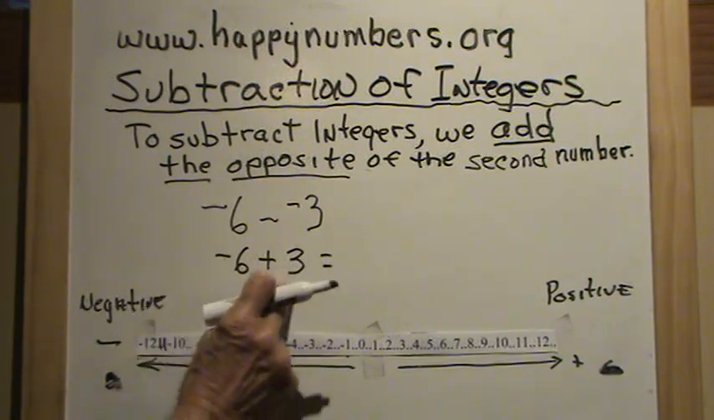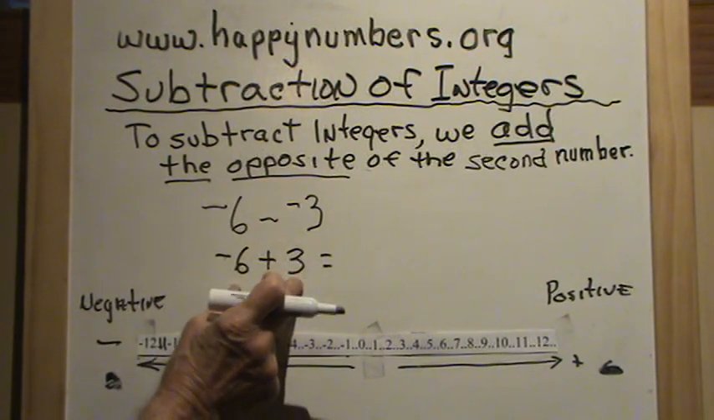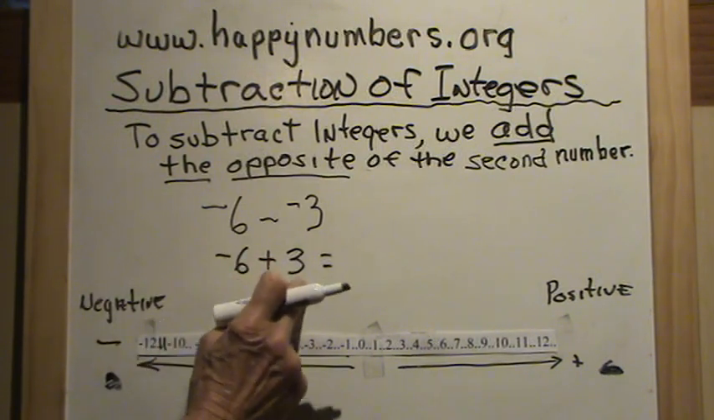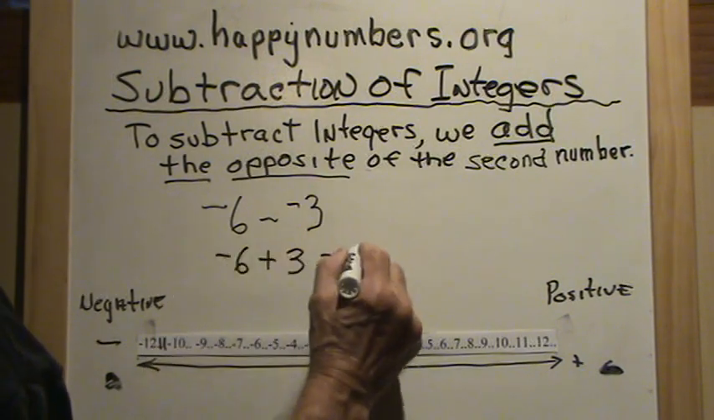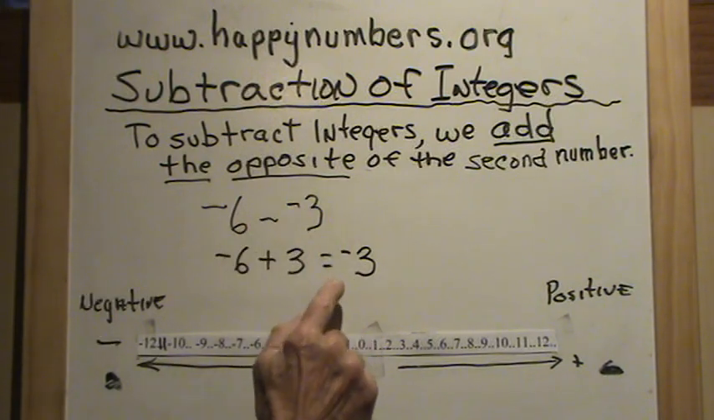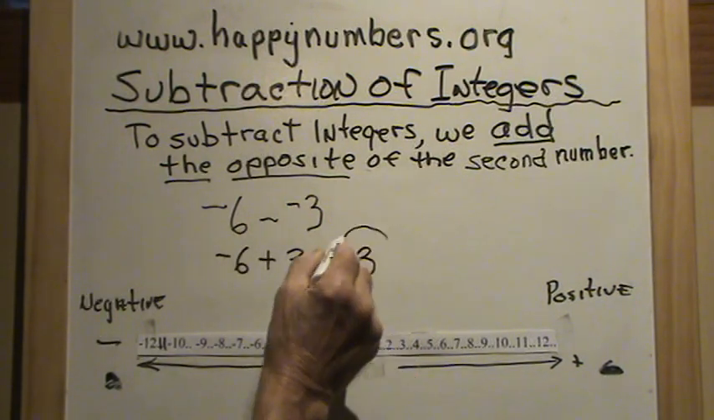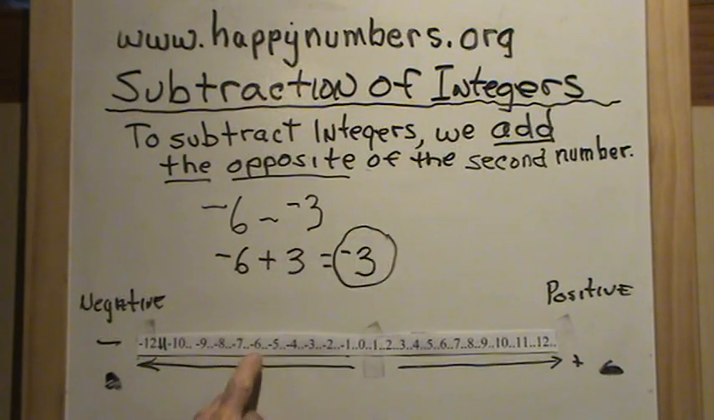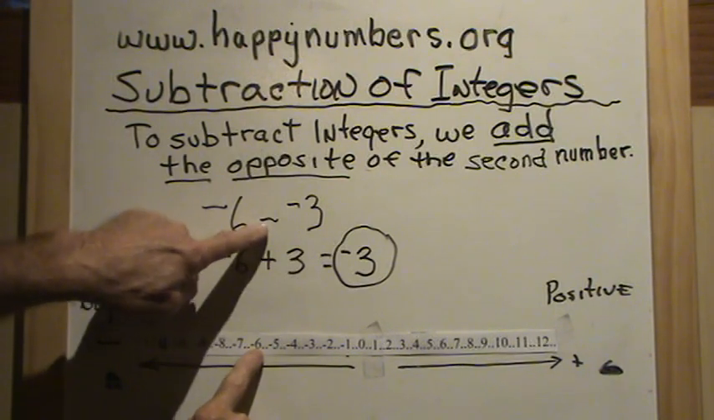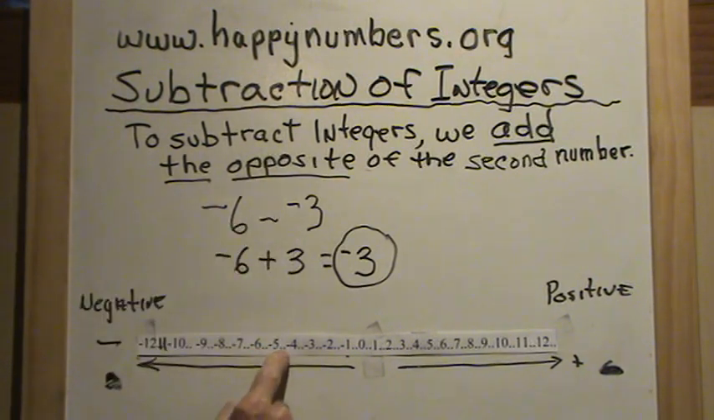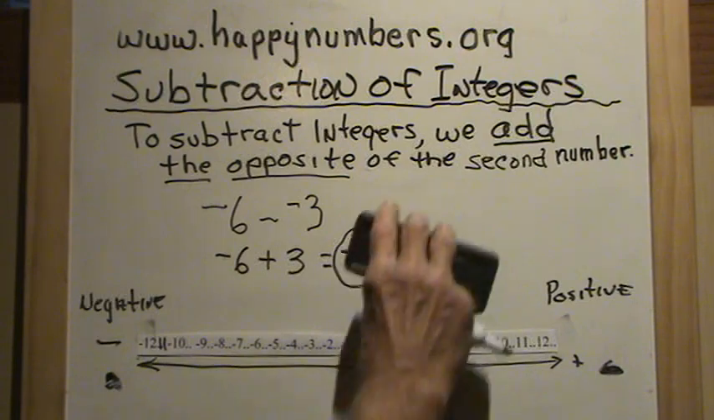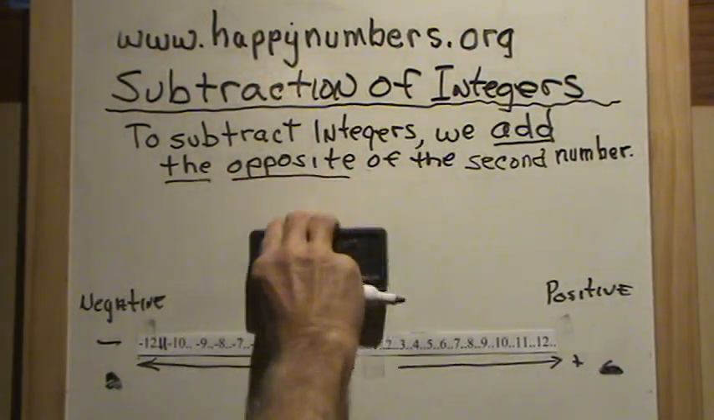And so we're adding here signed numbers, and the signs are different. So we know we ignore the signs and we take the smaller number from the larger number. So if I take 3 away from 6, I have 3, and we use the sign of the larger number. So I have my answer as negative 3. And if you'll look on the number line, 6 minus negative 3, 1, 2, 3, gives me negative 3. I know it sounds a little strange. Let's look at another one.